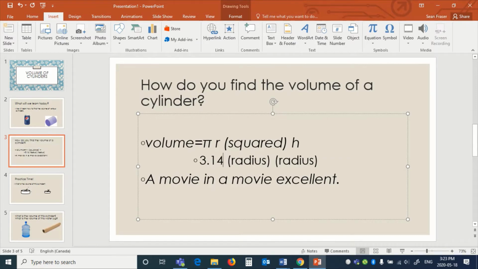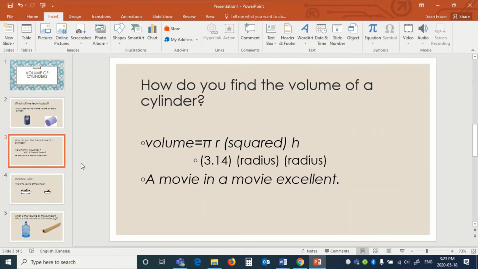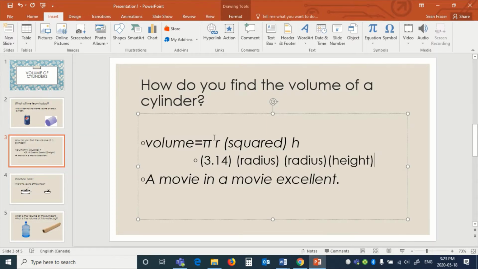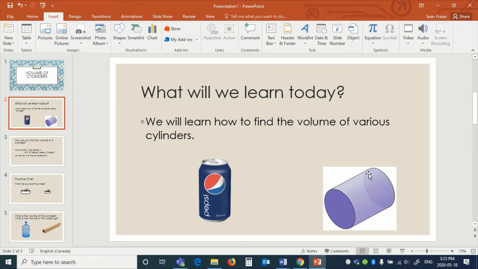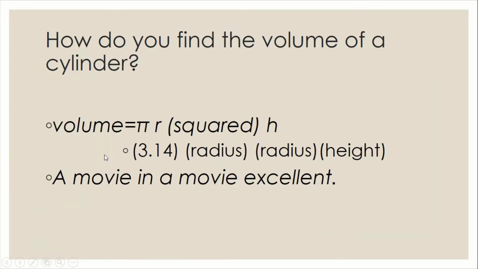Does anybody remember the radius? We covered that before. You're correct. The radius is halfway across the top of a circle. So looking back at this guy, it'd be from there to there, halfway across the circle, or half the diameter going all the way across. So 3.14 times radius squared times the height, h. The height is usually that, or this. It's the length outside the circle going up and down. So just always remember this: 3.14 times radius squared times height.